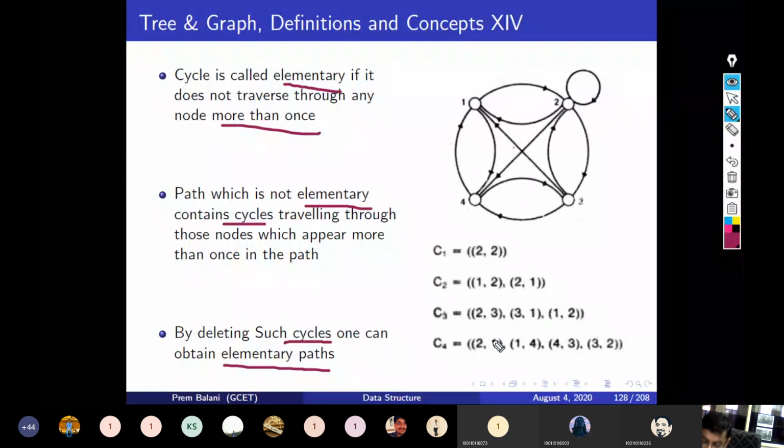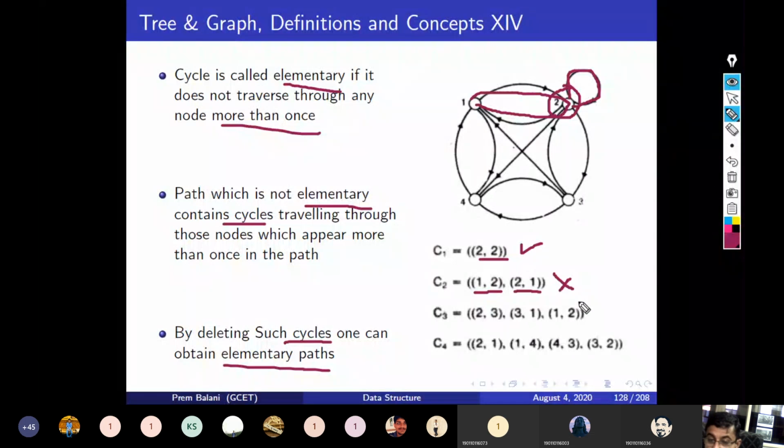So the definition of elementary cycle is, if it traverses through a node not more than once, then it is called elementary. So here, this is an elementary cycle. Look, 2 to 2, this is an elementary cycle. 1 to 2 and 2 to 1. So here you can see this 2 is visited 2 times in this cycle. So this is not an elementary cycle, but this one is an elementary cycle, right?